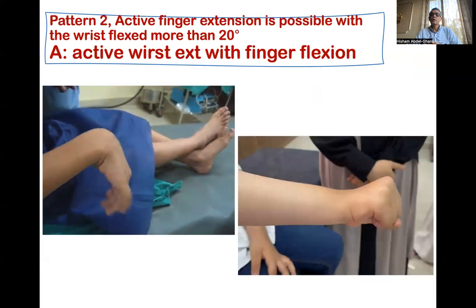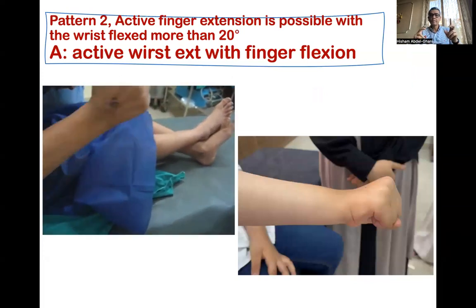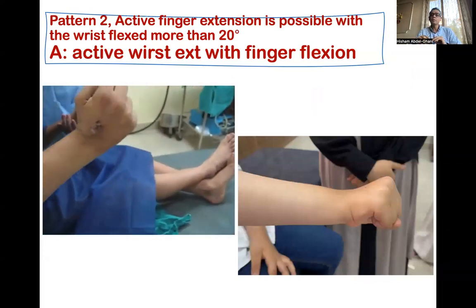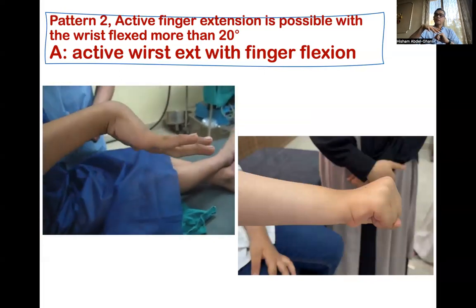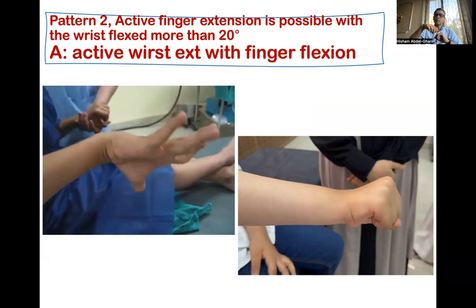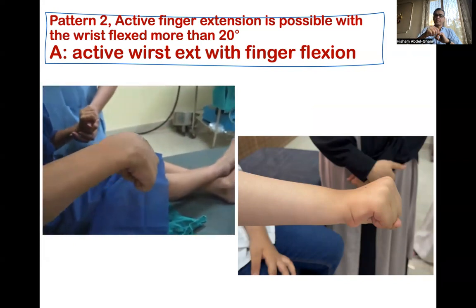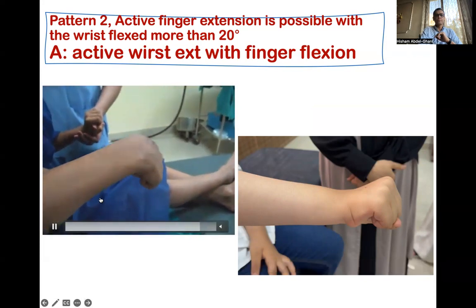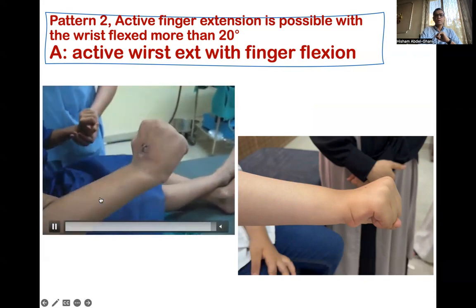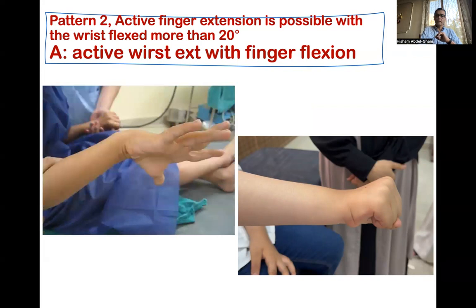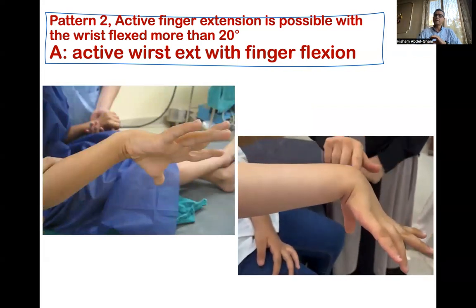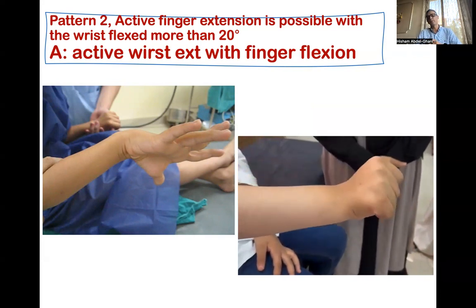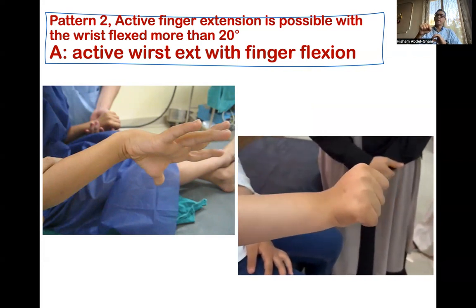Pattern two, there is A and B. A means the ability to extend the fingers, but with more than 20 degrees of flexion of the wrist. But once the patient flexes the fingers, he can do extension of the wrist, like this patient. Once he does flexion, he can do extension of the wrist. This is another example. To do finger extension, the wrist is flexed more than 20 degrees. But once he does flexion of the fingers, he can extend the wrist.